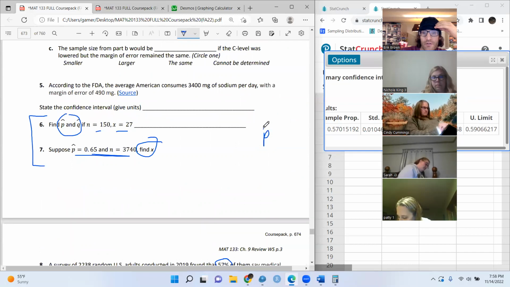Let me just remind you that P hat is equal to X divided by N. You did actually do one of these back in the 9.1 worksheet. So you've done all of these. Try them, and Wednesday and or Monday, I will be happy to go over them again.